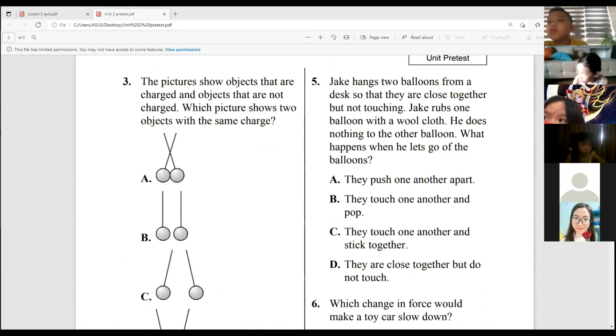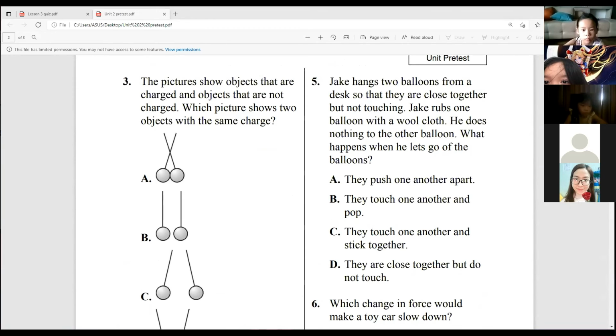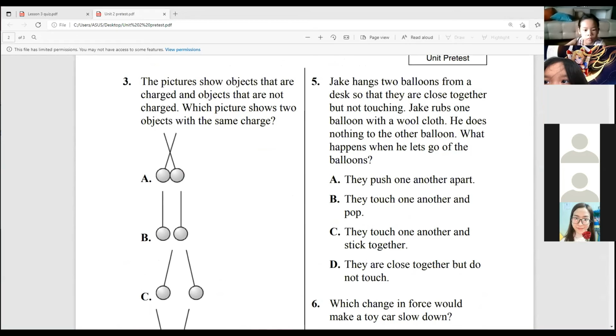Jay hangs two balloons from the desk so that they are together but not touching. Jay rubs one balloon with a wool cloth. He does nothing to the other balloon. What happens if he lets go of the balloons? Okay, so Jay hangs the two balloons. He's rubbed one with a wool cloth.